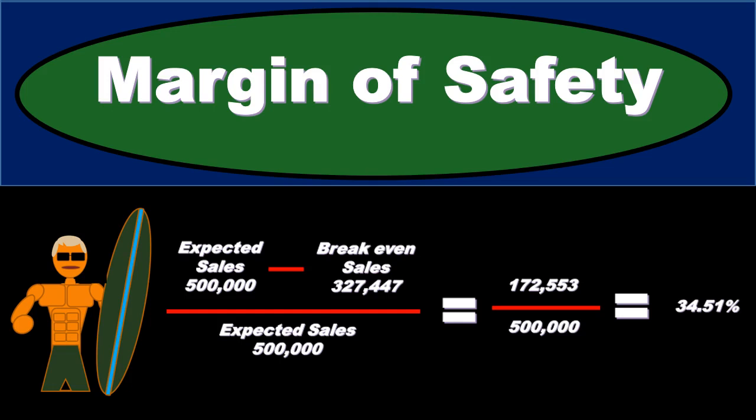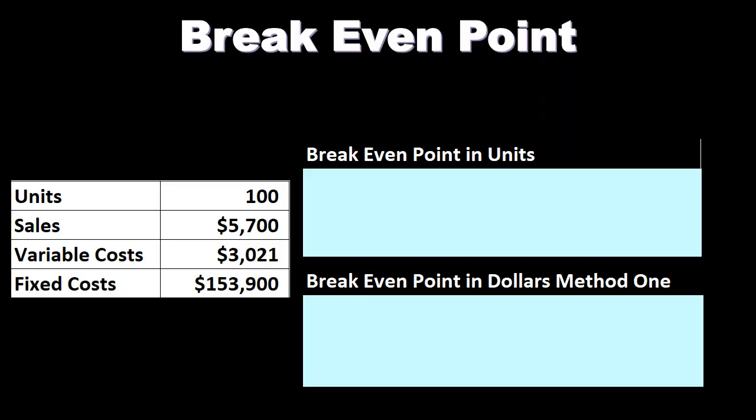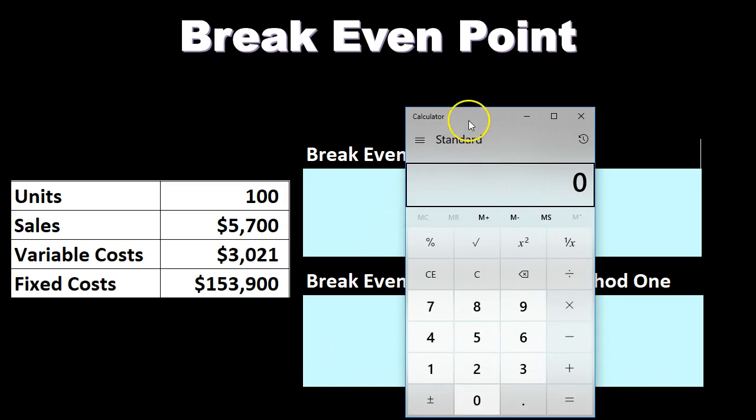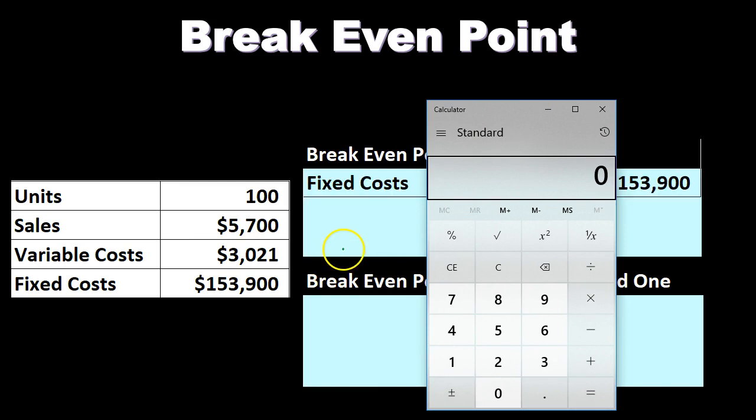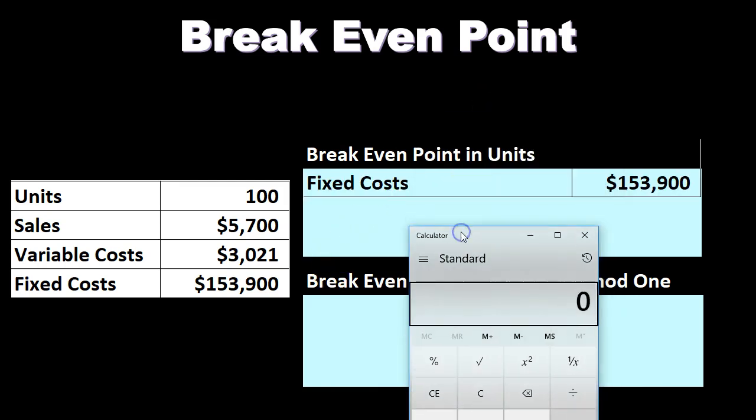In this presentation, we will discuss, define, and calculate the margin of safety. We'll start off with the break-even point. We've seen the break-even point in prior presentations. We'll be using this to move on to our margin of safety calculation. The break-even point is going to have the fixed costs. We'll start with the fixed costs and then the contribution margin per unit.